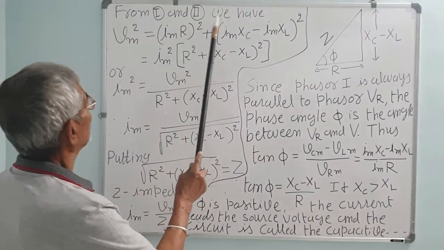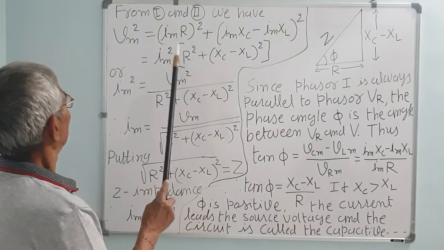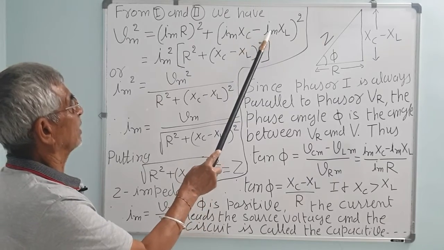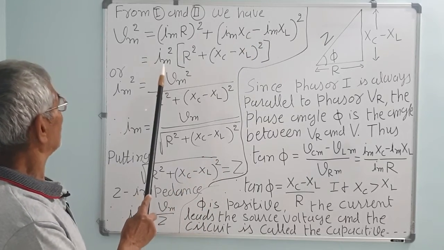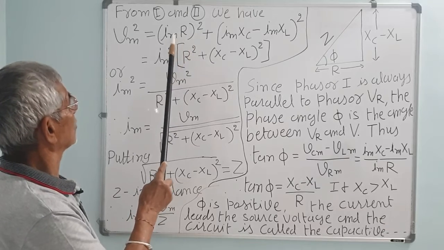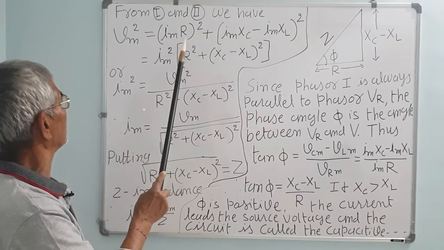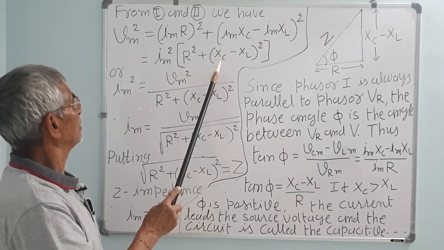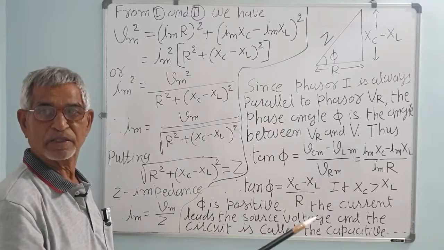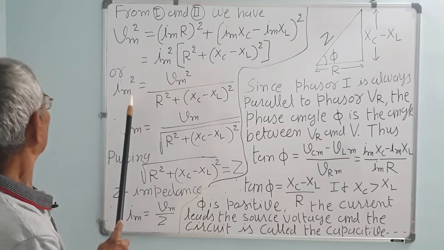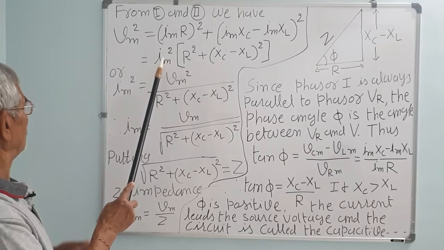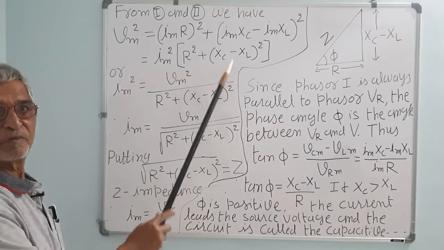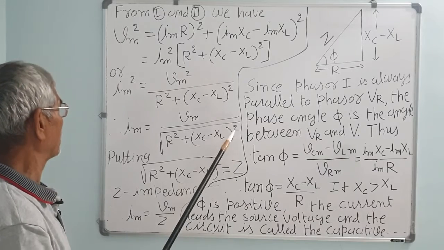From equation 1 and 2 we have Vm square is equal to Im R square plus (Im XC minus Im XL) square. Im is common, so Im square into bracket R square plus bracket (XC minus XL) raised to whole square. Therefore Im square is equal to Vm square upon R square plus (Xc minus XL) square, correct?